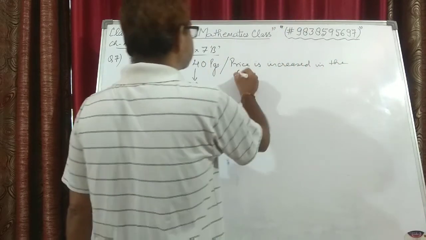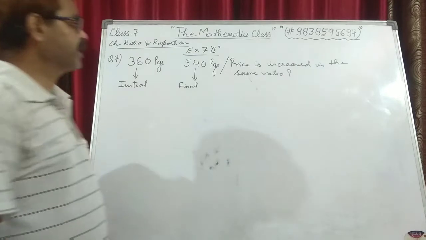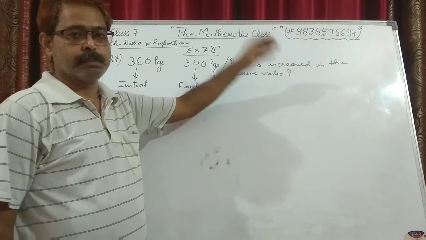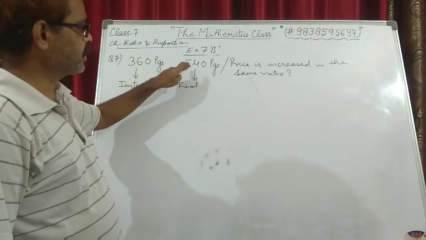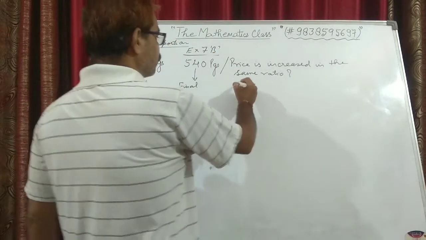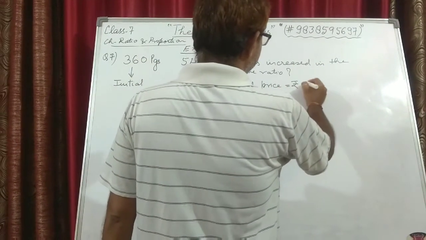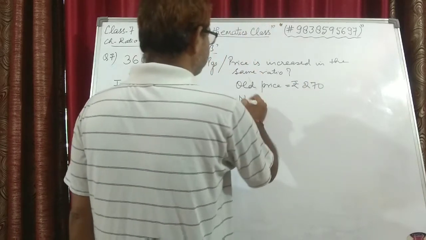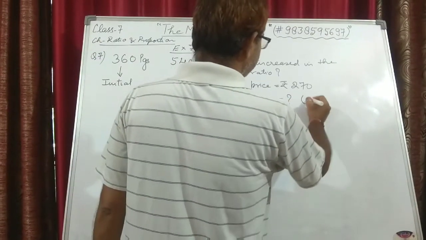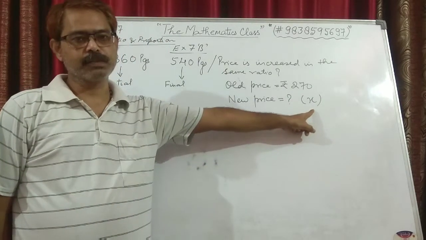in the same ratio. Same ratio means when the book had 360 pages, it had some other price. But now the book has 540 pages, so obviously the price has been increased. They say that the old or initial price was rupees 270 and we have to find the new price. So let us assume that the new price is rupees X.